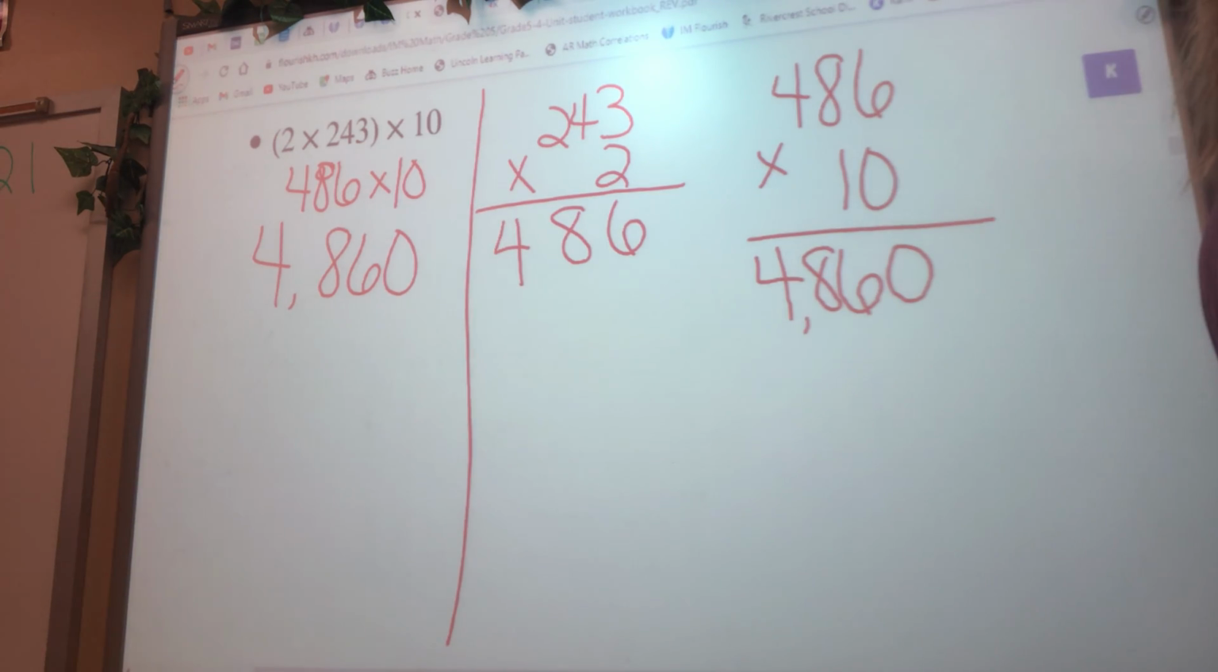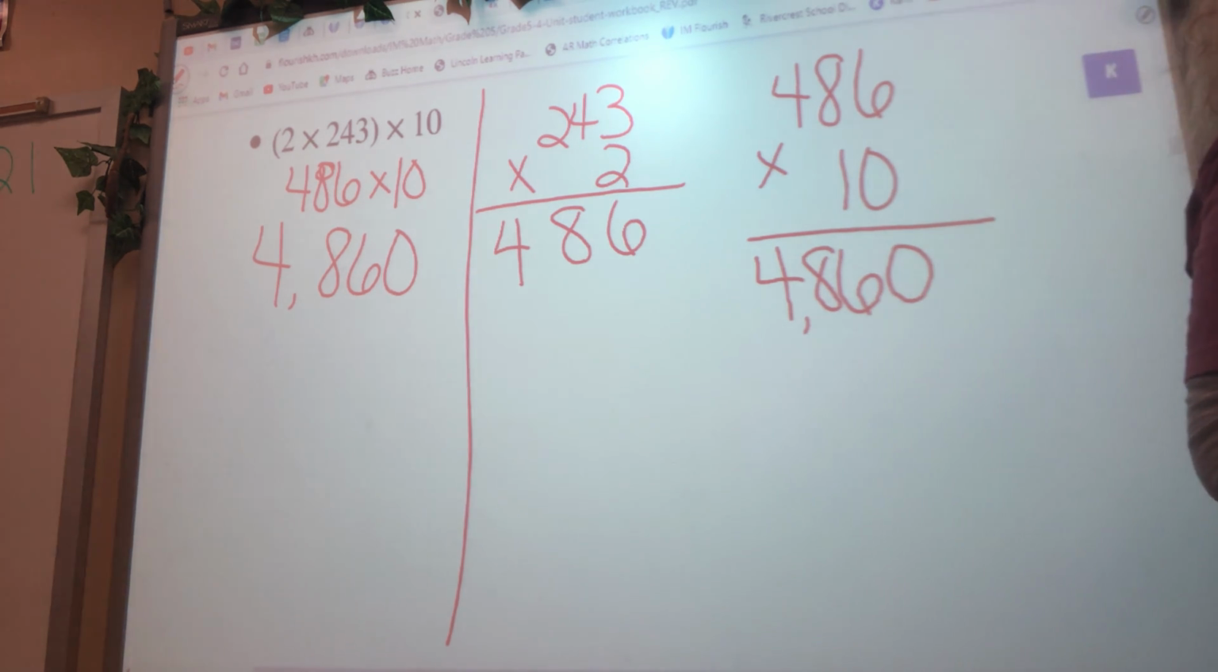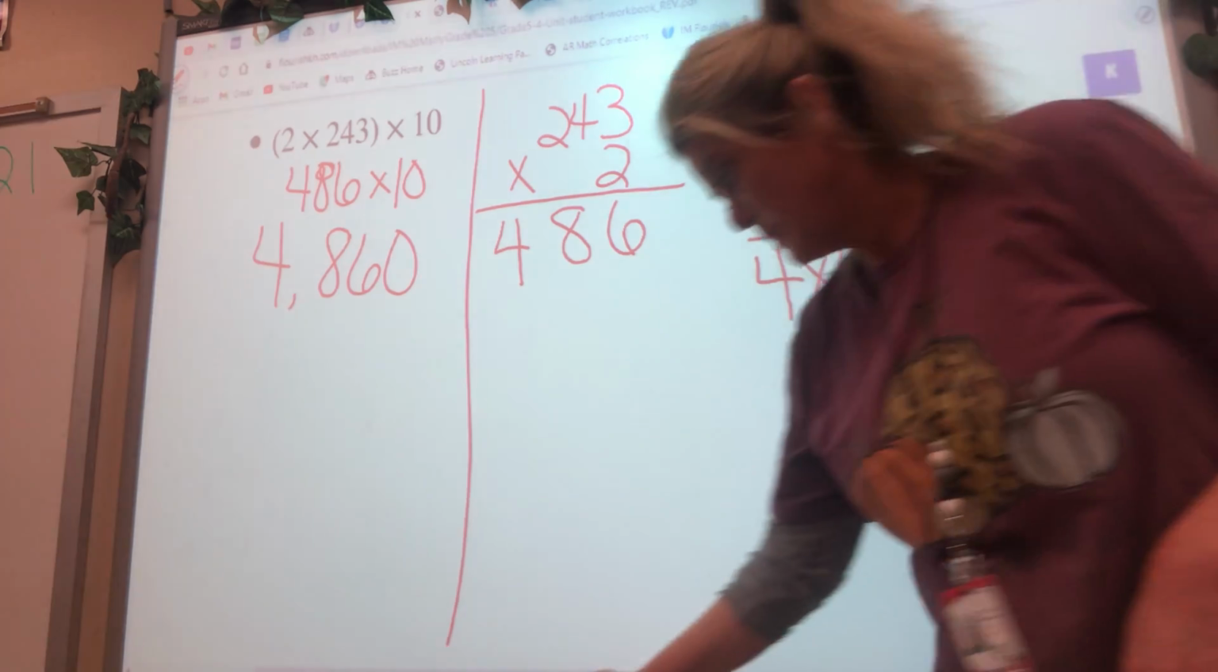Okay, now let's turn on over to page 128. It tells us to find the value of 286 times 4. And it says that Tyler used the standard algorithm to calculate. What does the 2 over the 8 represent?